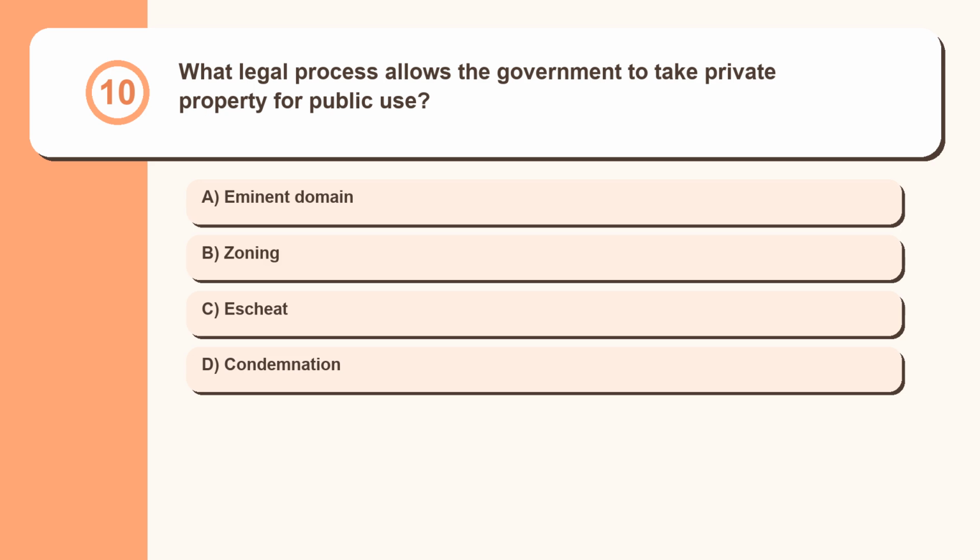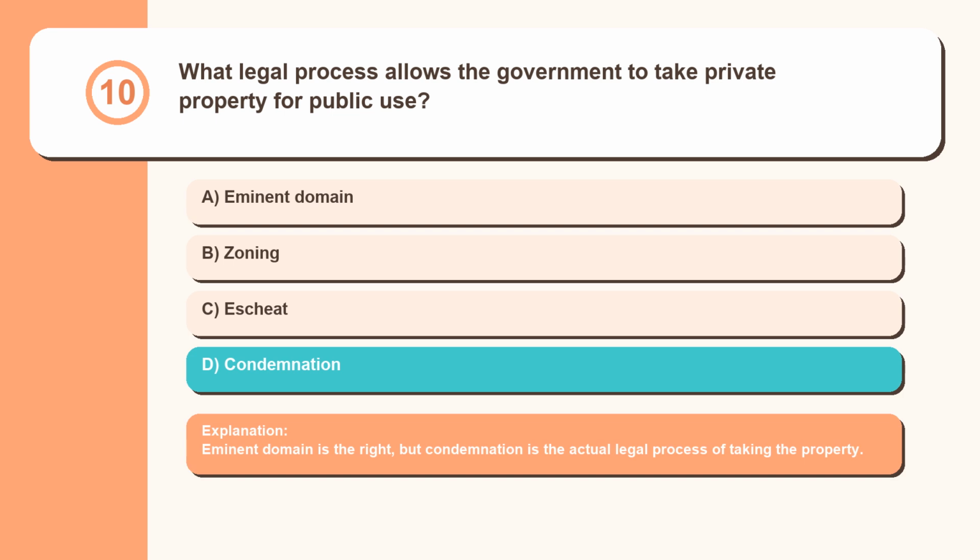Question 10. What legal process allows the government to take private property for public use? Eminent domain, zoning, escheat, condemnation. Eminent domain is the right, but condemnation is the actual legal process of taking the property.